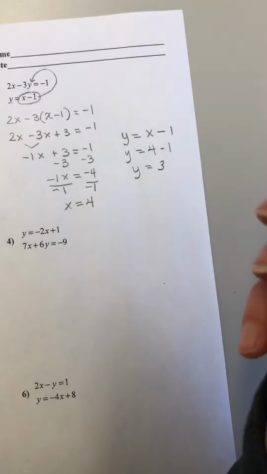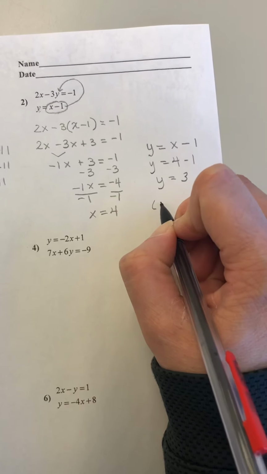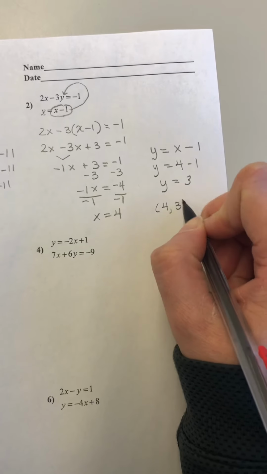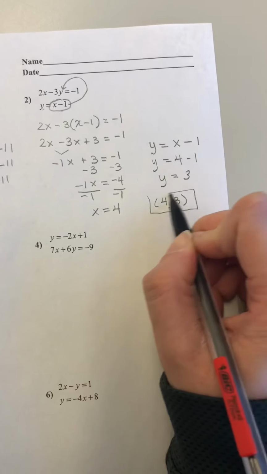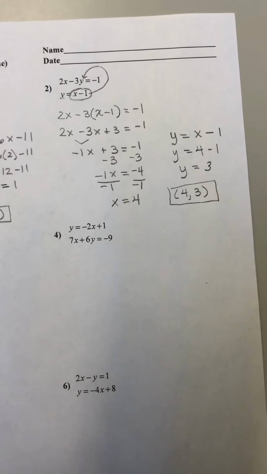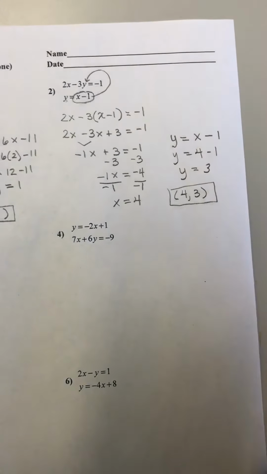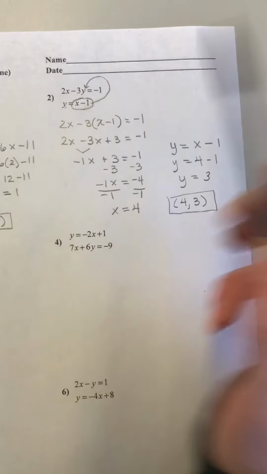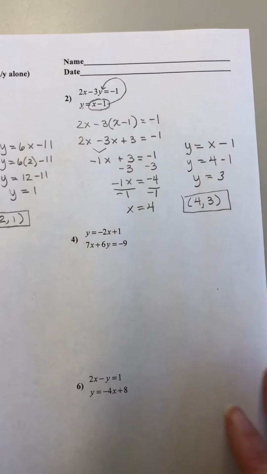Then the last thing that you're going to do is write your solution as a point, x coordinate, which is 4, comma, y coordinate, which is 3. And that is the solution to the system. Graphically, it's where the lines intersect. Algebraically, if I plug in that x is 4 and y is 3, it will make both of these equations true. And we'll leave that for you to check.